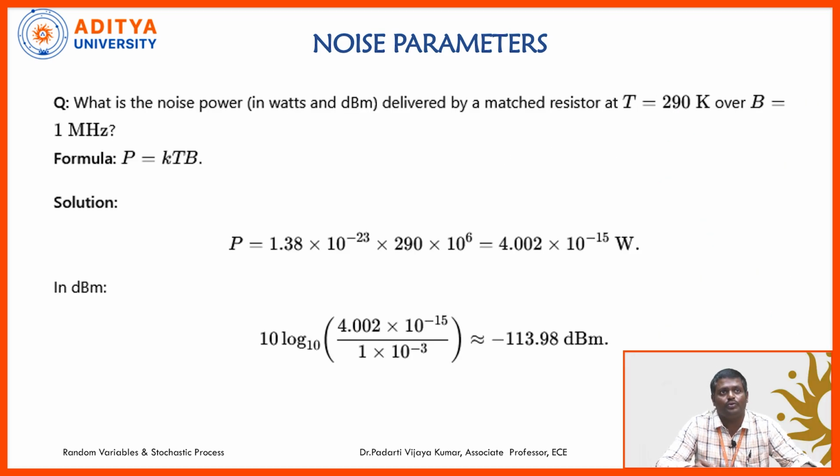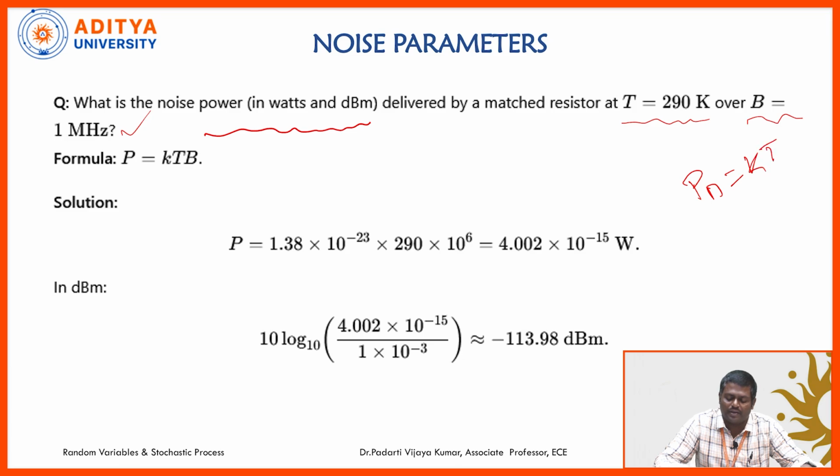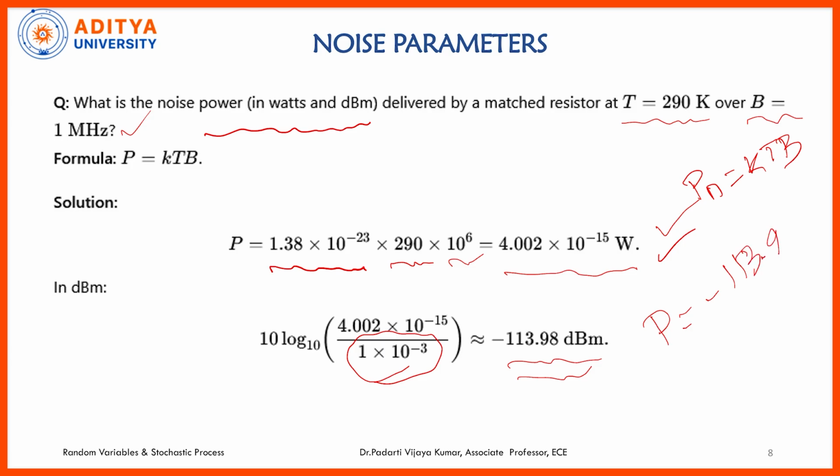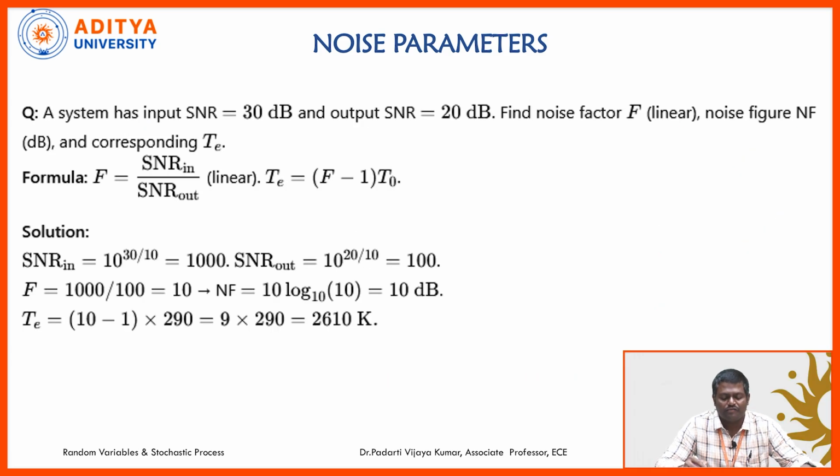And let us see how to calculate the power also. What is the noise power in watts and decibel milli? If the temperature is 290 degree Kelvin and bandwidth is 1 megahertz, we have already seen that noise power is equal to kTB. T is given, B is given, and k we know is the Boltzmann constant. Substituting 1.38 into 10 power minus 23, T is 290 degree Kelvin, and 10 power 6 is the bandwidth. So, the overall answer is 4 into 10 power minus 15 watts. If power has to be expressed in decibel milli, we divide by 10 power minus 3 and then apply the logarithm. So, the power in decibel milli is minus 113.98 dBm.